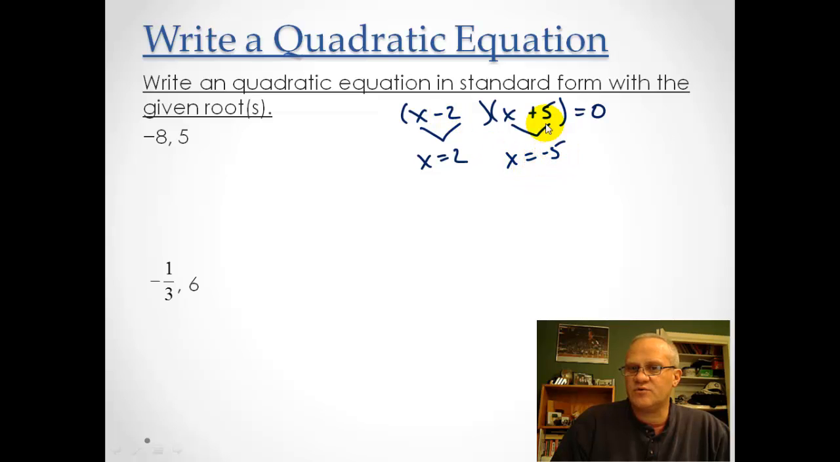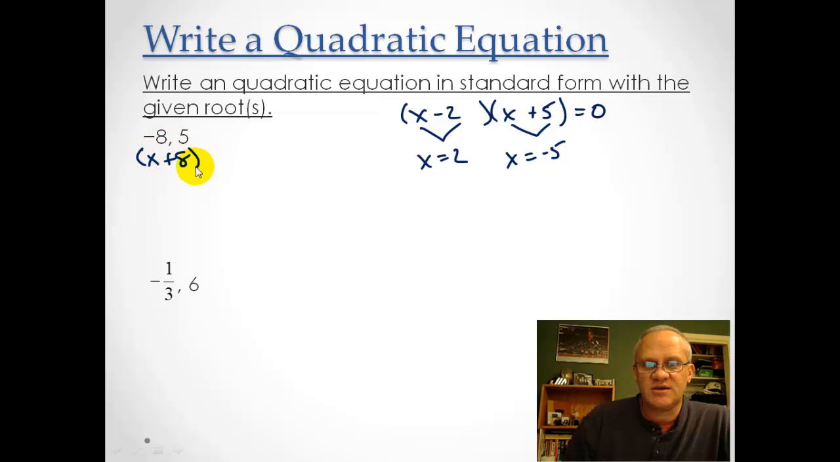If it was a negative 5, we put it into the parentheses, it was x plus 5. So with these two over here, if these are the solutions or the roots, when I put them back into parentheses form, it's going to be what? X plus 8 times x minus 5 equals 0. That's where those roots came from.